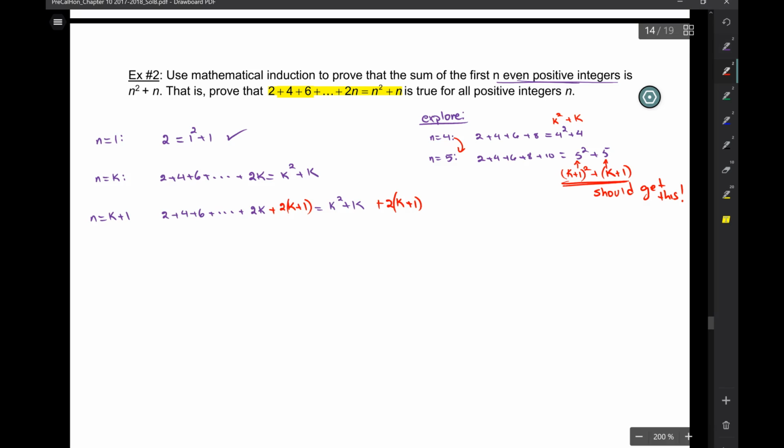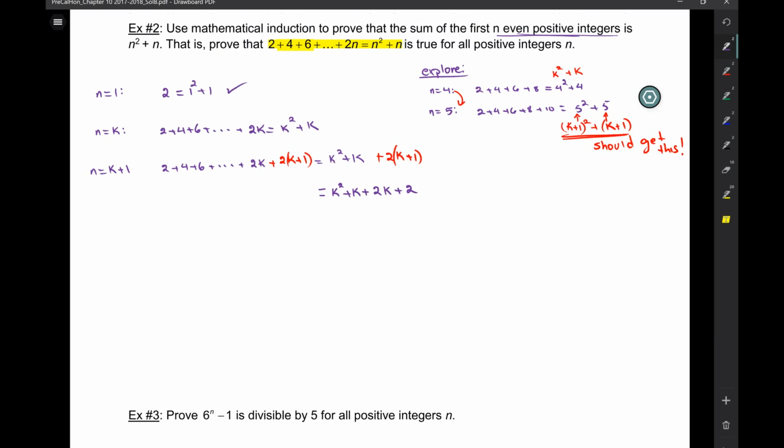All right, now take a look at what's going to happen here. I'm going to just work on the right side. So k squared plus k plus 2k plus 2. Remember, what I want to do is make this look like that. Okay? And with these, you're free to do anything you want as long as it's mathematically viable. Okay? So, take a look at what we're going to do. Don't miss this now.